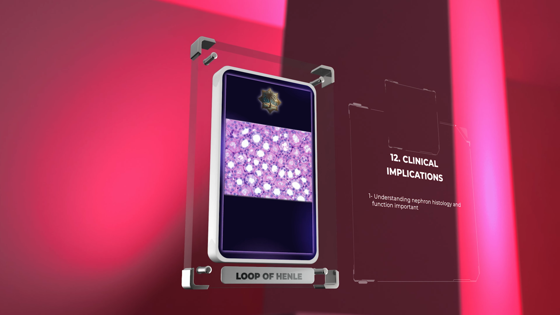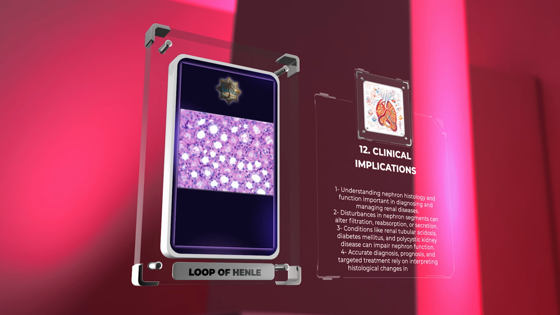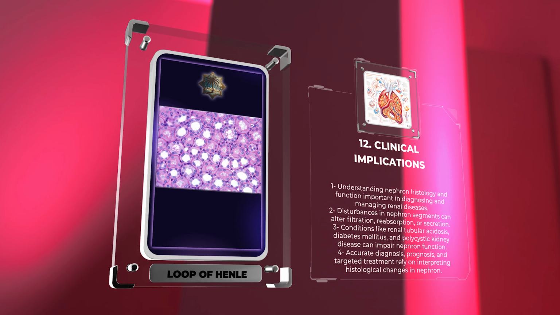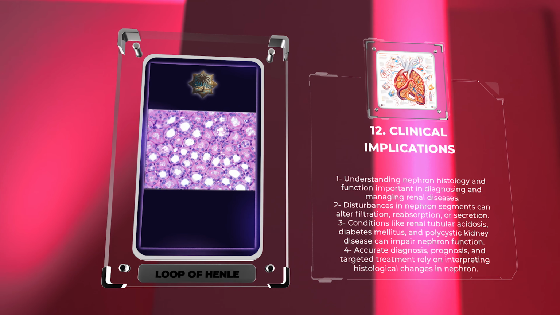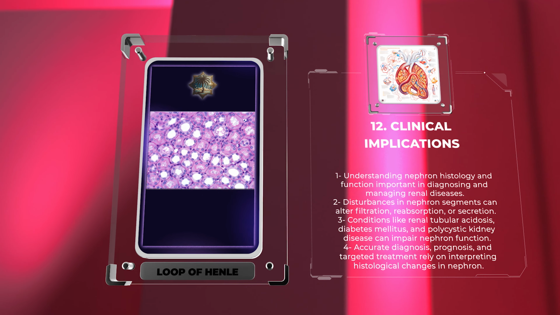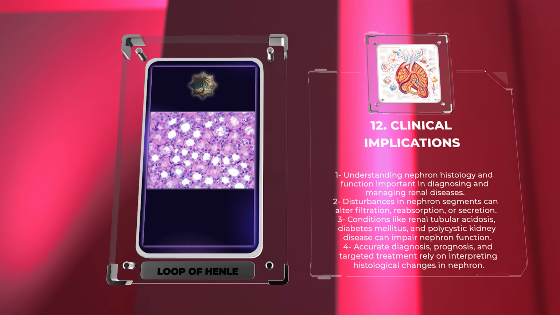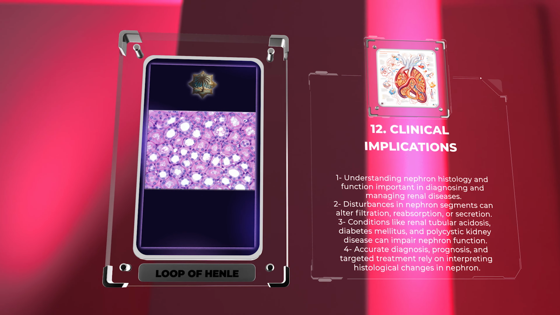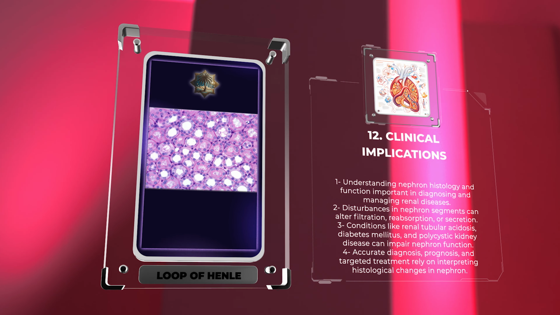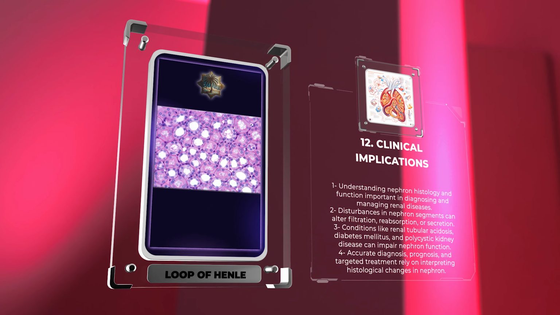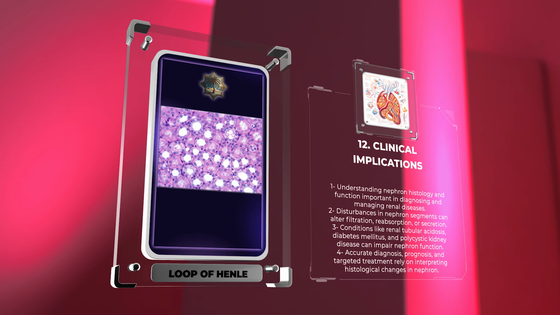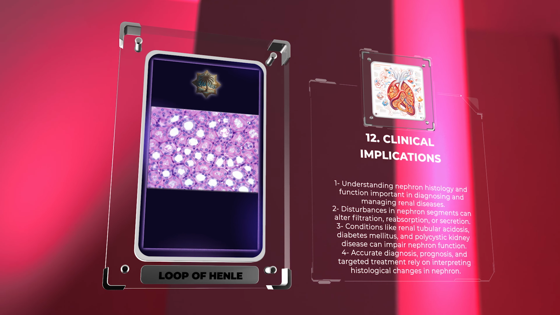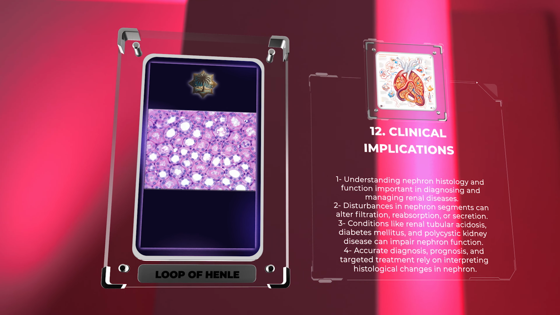Understanding the histology and function of the nephron is of great importance in the diagnosis and management of renal diseases. Disturbances in the different segments of the nephron can lead to altered filtration, reabsorption, or secretion of various substances. Conditions such as renal tubular acidosis, diabetes mellitus, and polycystic kidney disease can result in impaired nephron function and compromise overall renal health. The ability to interpret histological changes in the nephron allows for accurate diagnosis, prognosis, and targeted treatment of these conditions.